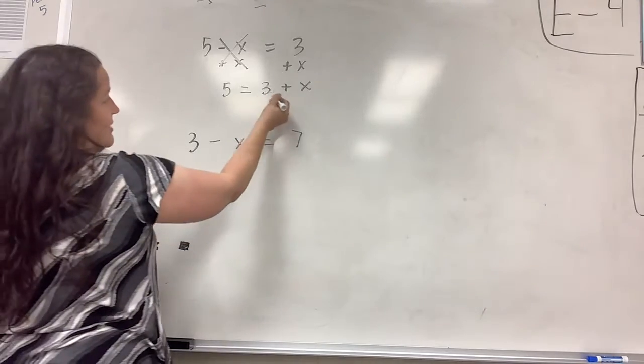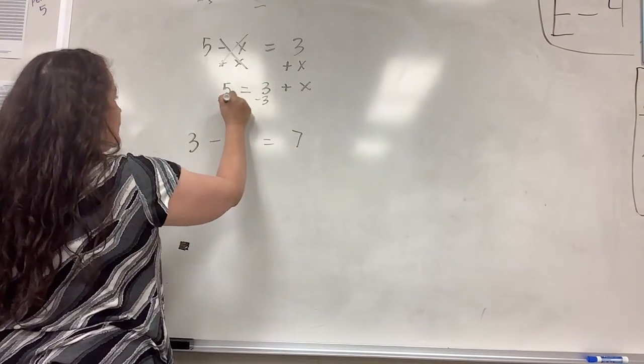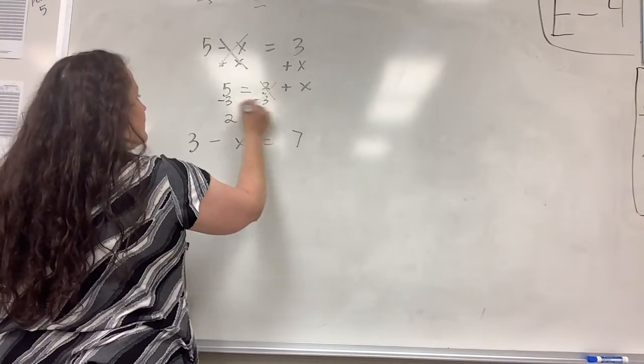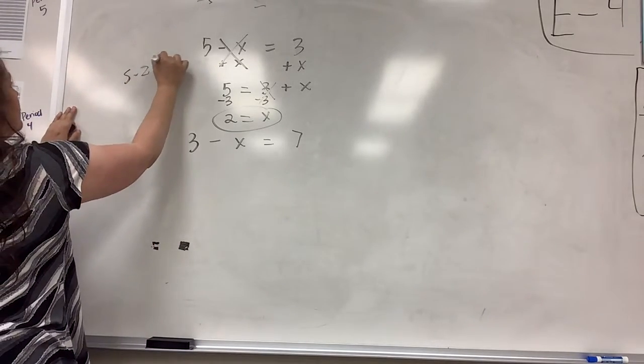Now that's something I can solve because I'm going to get rid of that positive 3 by subtracting 3. I'd be left with 2 equals x. And obviously that makes sense. 5 minus 2 does equal 3.